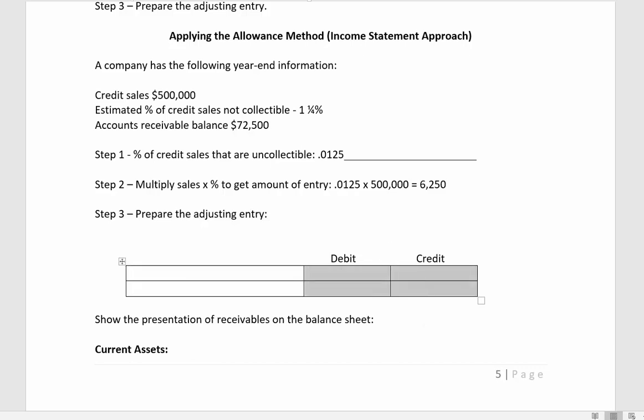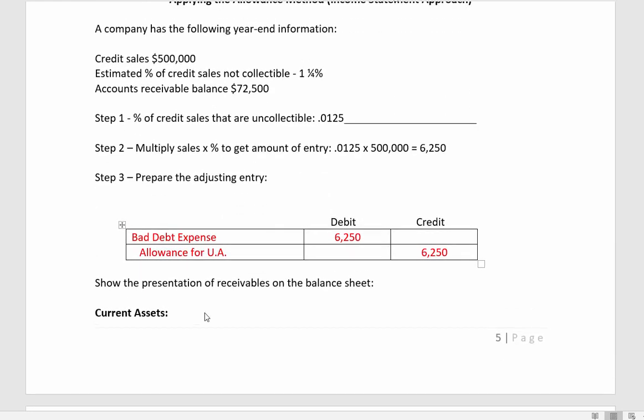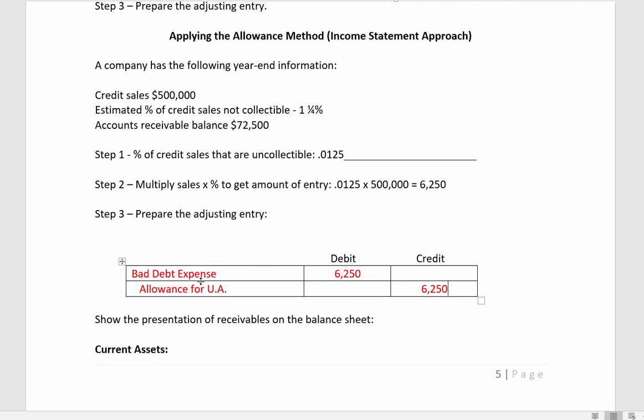All right, so first thing we're going to do, debit bad debt expense. How much? $6,250. Debit bad debt expense, credit the allowance, $6,250. Okay? And that's all there is to it. There's no looking at balances, there's no debits, credits, nothing. You just take the percentage of credit sales that are uncollectible, multiply it by your credit sales, and that's the amount of your journal entry. So that amount goes right here. Nothing else to look at.